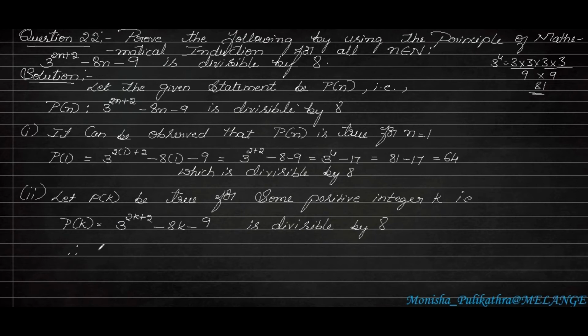So therefore we have to write this equation in the form of 3 to the power of 2k plus 2 minus 8k minus 9 is equal to 8m, where m should be a natural number. So m belongs to the natural numbers. Let this be equation number 1. So we have to prove that this whole expression is a factor of 8, or divisible by 8, where this m is a natural number. Let us continue in the next slide.